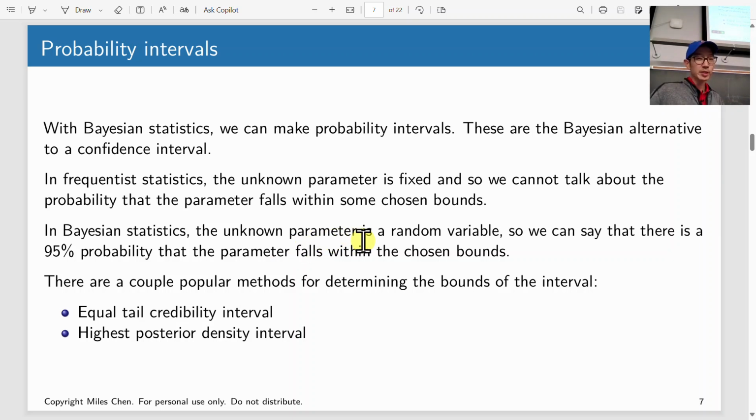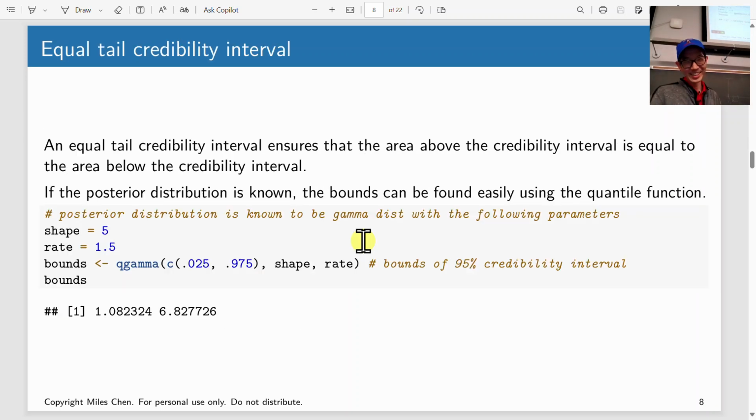And so we have a couple kind of methods we could use for determining the bounds of the interval. One is the equal tail credibility interval, and the other is the highest posterior density interval. These are just long, I guess they're descriptive. All to say is this is what it looks like.